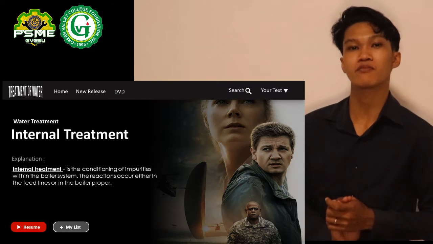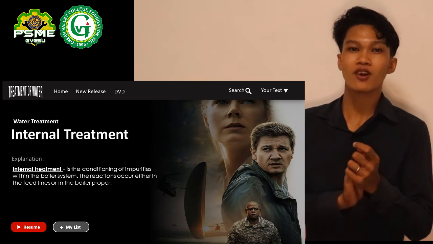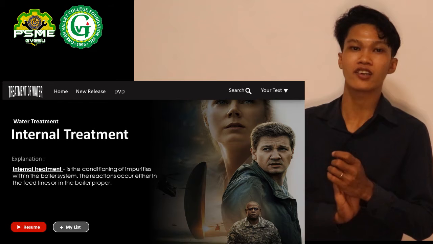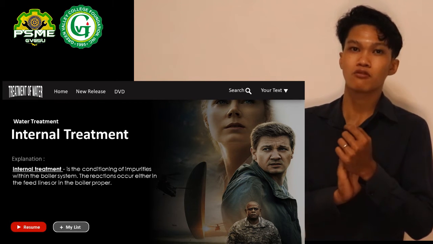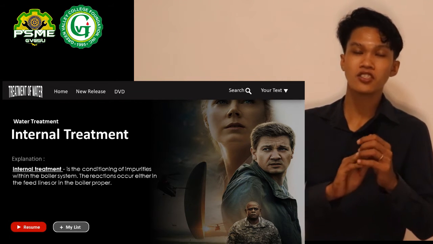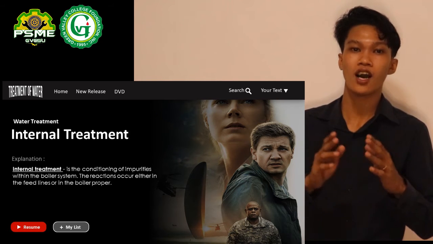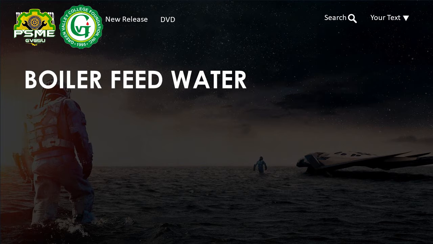First, we have internal treatment. Internal treatments are processes that happen within the boiler or the feed lines of the boiler. So, internal treatments are conditioning of impurities within our boiler system. For internal treatment, we have the boiler feed water, which will be discussed by our next reporter.